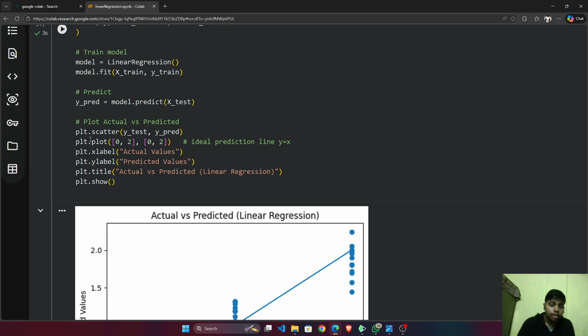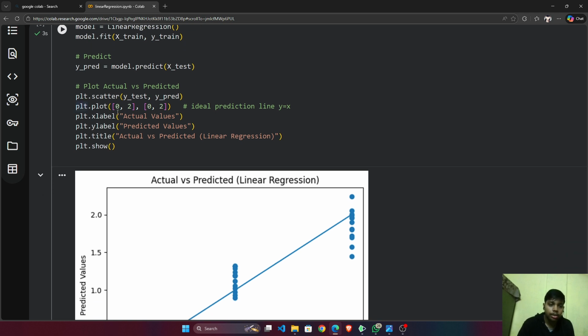After the prediction, we are plotting this data into a graph. We have told it to scatter the value of y_test, which is the comparison, meaning we have to compare y_pred and y_test.